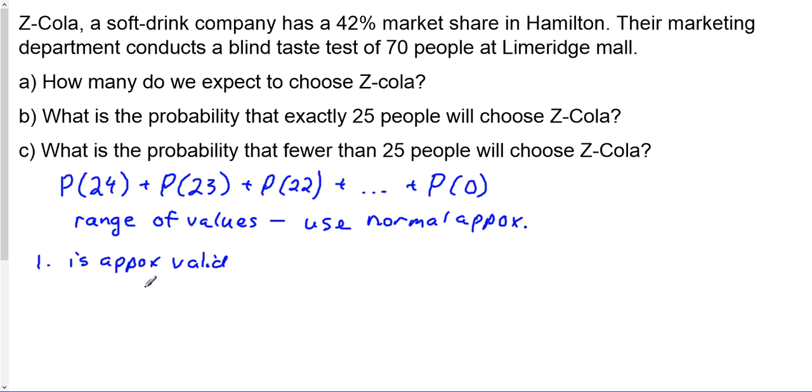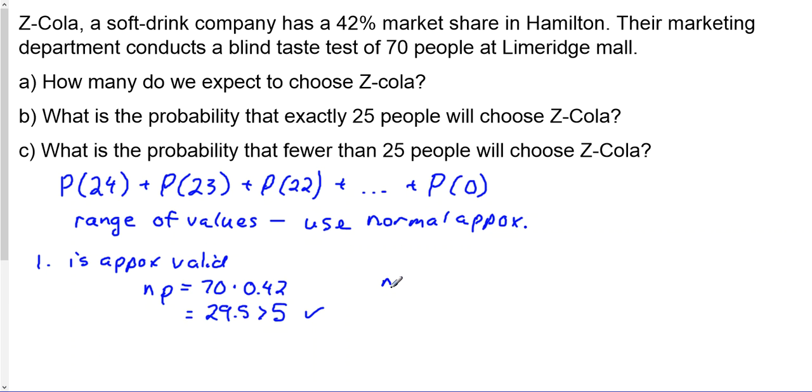Okay, so first thing we have to check is the value of NP. So our N value was 70, our P value is 0.42. That gives us our expected value again, 29.5. This is greater than 5, so far so good.